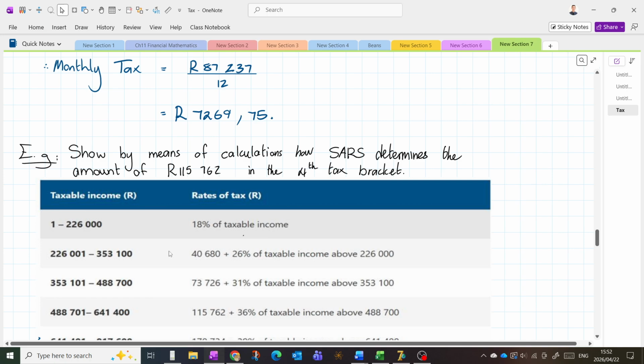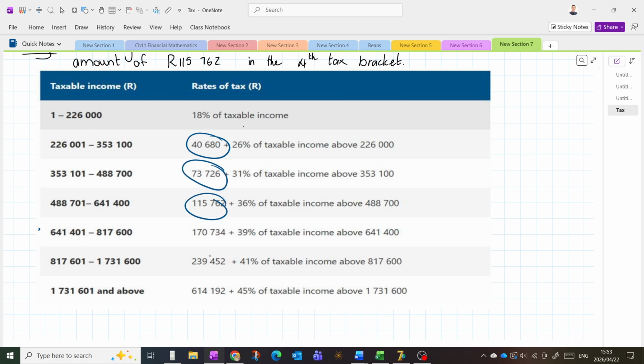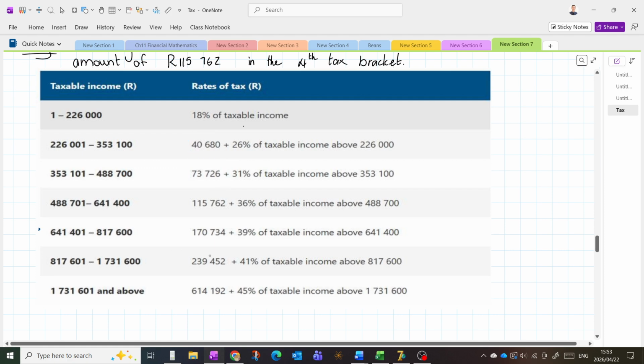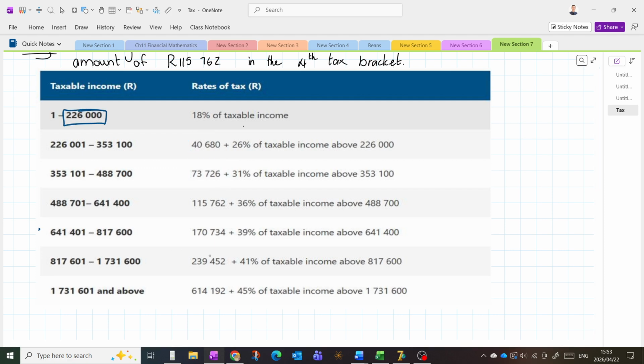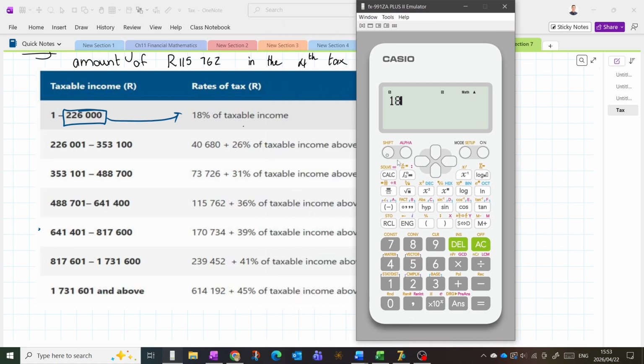Okay. This is a question I love to ask. They ask you how they determine these values. Okay. And these values are actually quite straightforward how they determine them. They use their own system. So they take this top end of the bracket and they do 18% of that. We can go and see what 18% of that is. So 18% of 226,000 times, 40,680, which is what we get here.